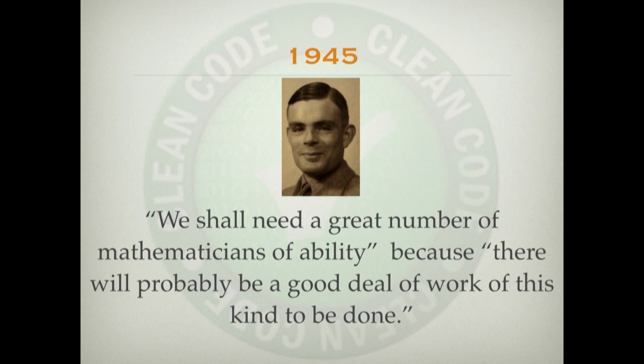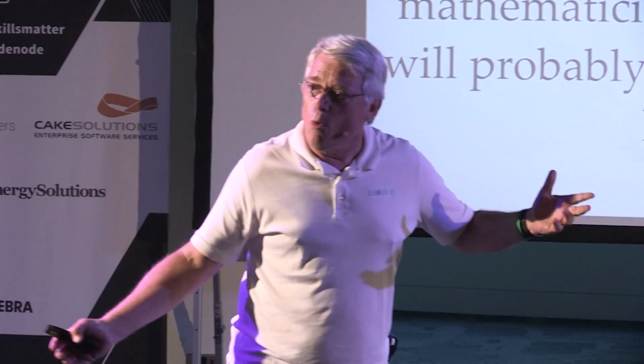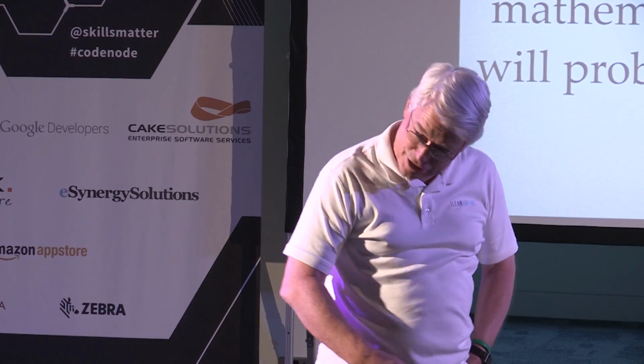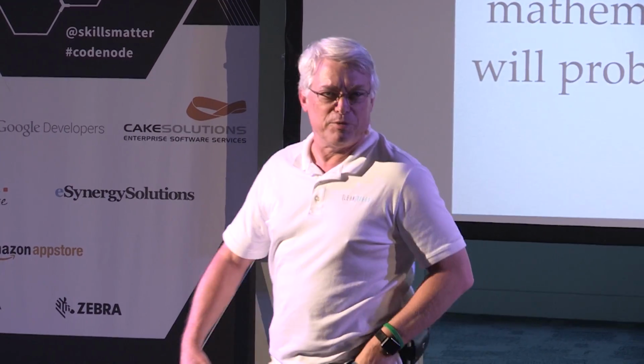1945, Alan Turing writes a report. And in this report, some of the most remarkable words I've seen about this industry appear. Look at this. We shall need a great number of mathematicians of ability, because there will probably be a good deal of work of this kind to be done. How did he know? Yes, Alan, I think you're right about that, buddy.